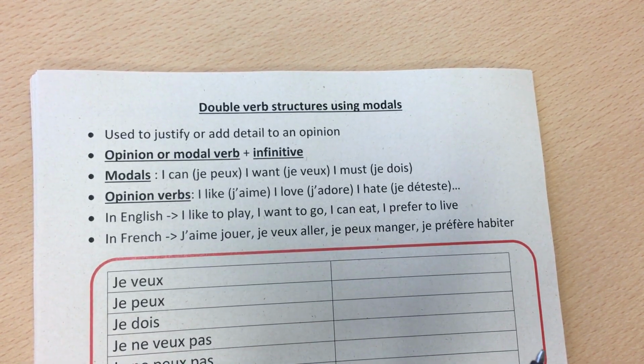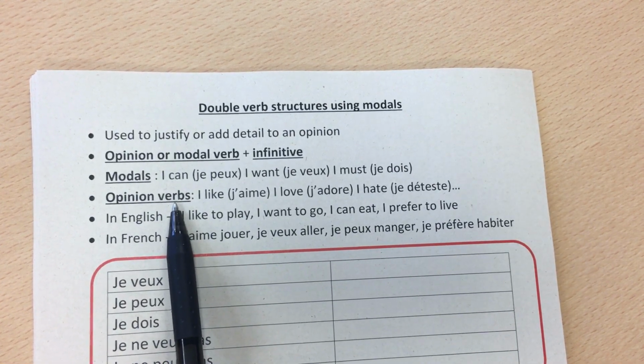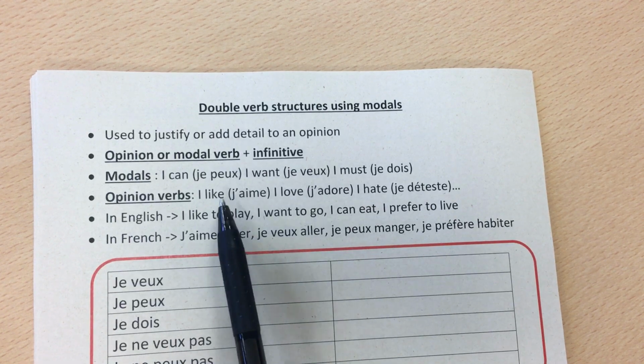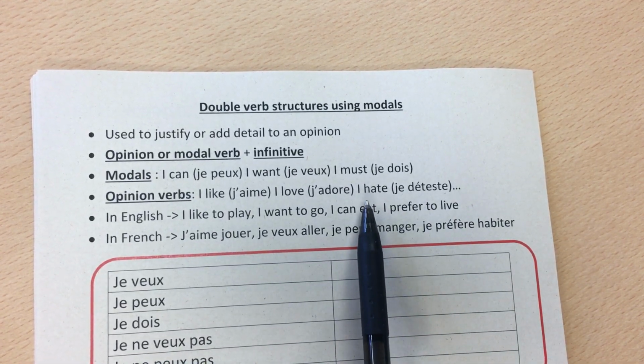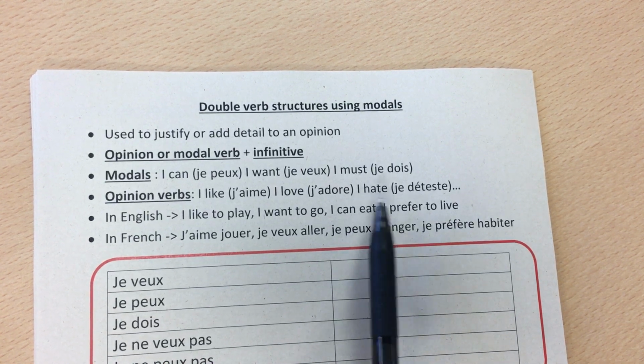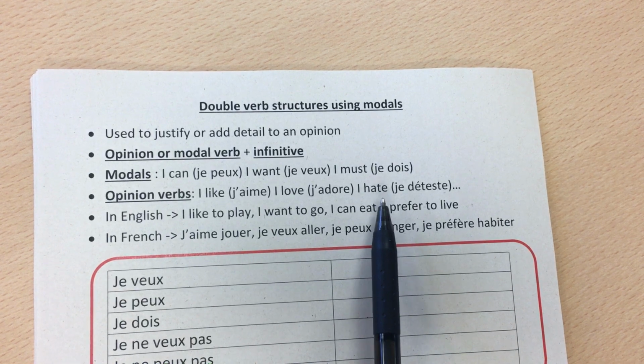Opinion verbs we have seen many times before, and we saw in our previous topic. We've got the verb I like, I love, I hate. We could also say I prefer, je préfère, je ne supporte pas. There are lots and lots that you've seen before that you could use.